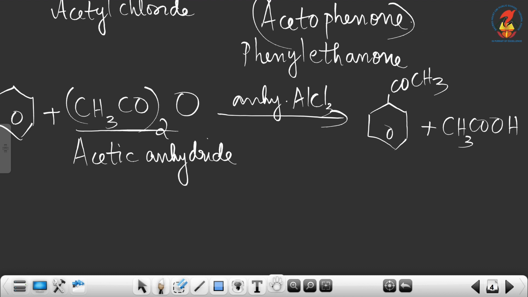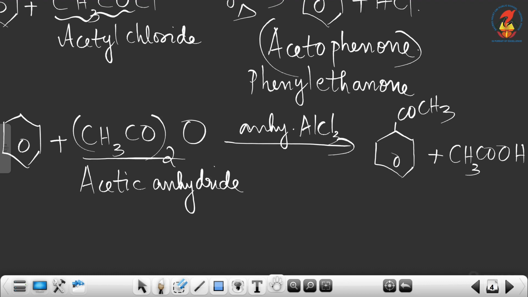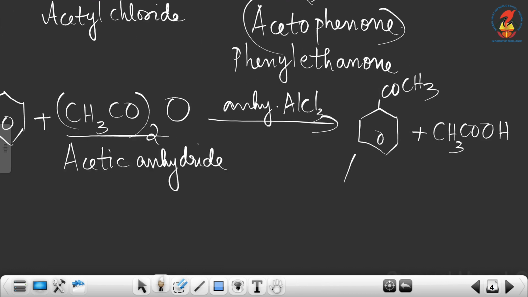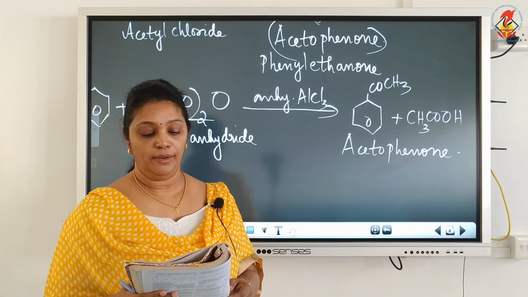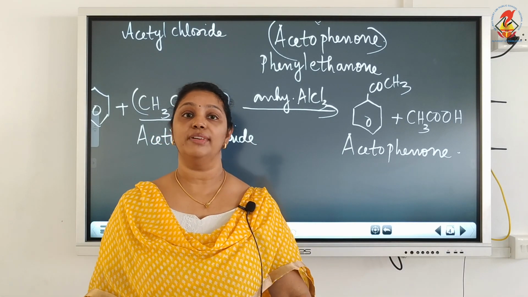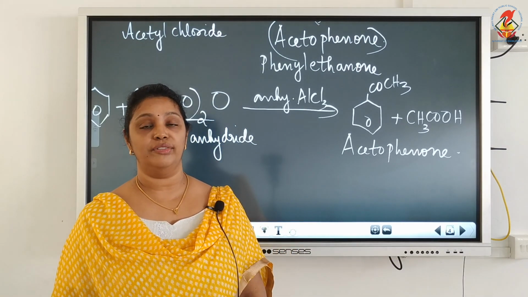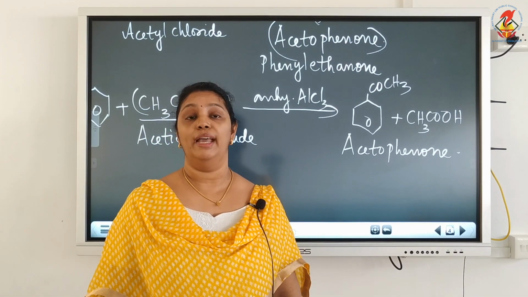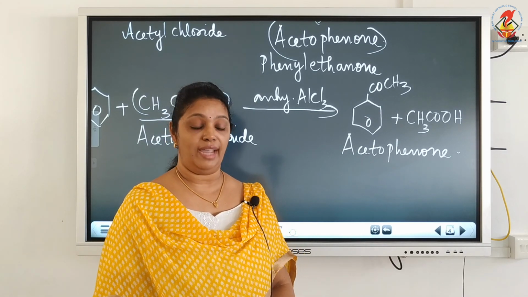Now the product of both, when you use acid chloride or acid anhydride, the product is the same, that is our acetophenone. C6H5COCH3, acetophenone or phenyl ethanone is our product. Okay, so these are the 5 electrophilic substitution reactions given by benzene: halogenation, sulfonation, nitration, Friedel-Crafts alkylation and Friedel-Crafts acylation. So electrophilic substitution reactions are over.